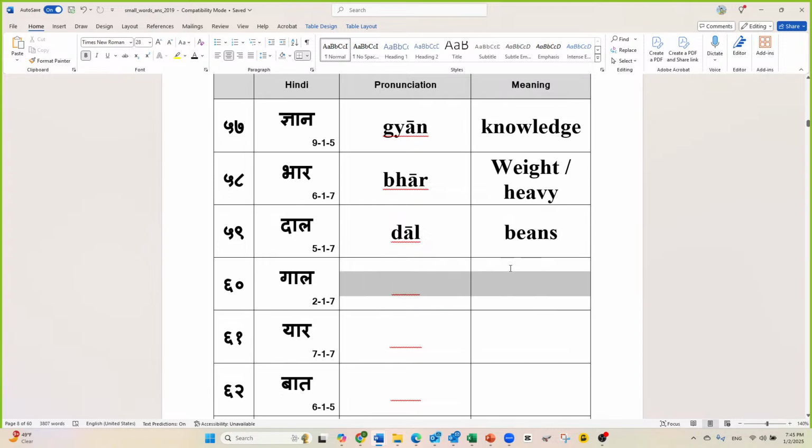Okay. Next word. Kavina, read it for me. Gal. Gal is your cheeks. Cheek. Gal. Kavina has his hand on his gal.